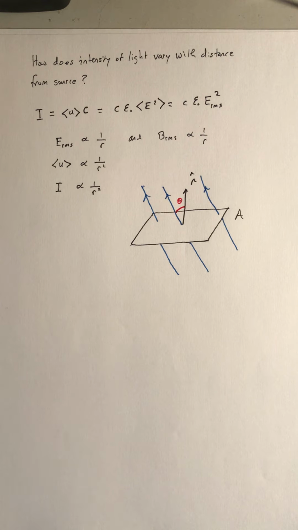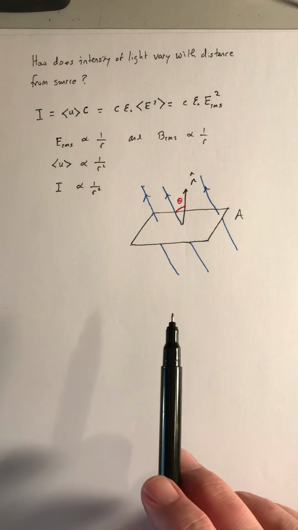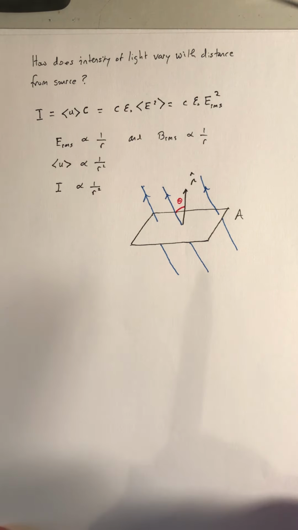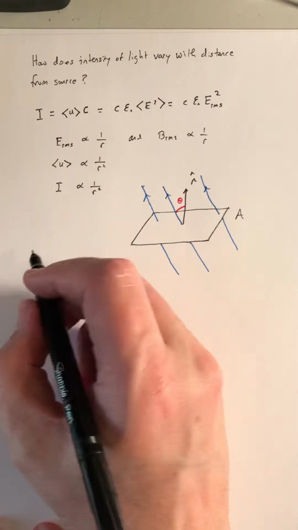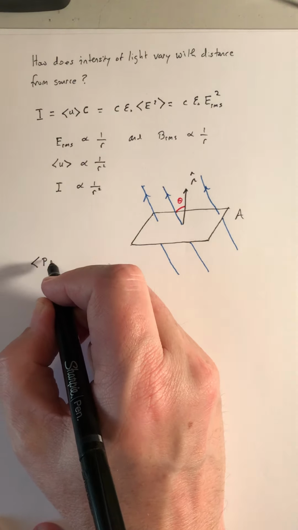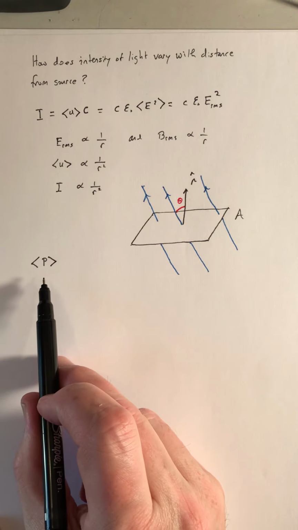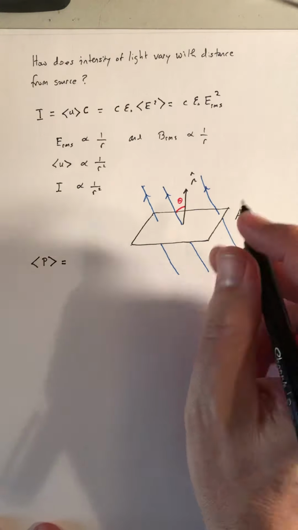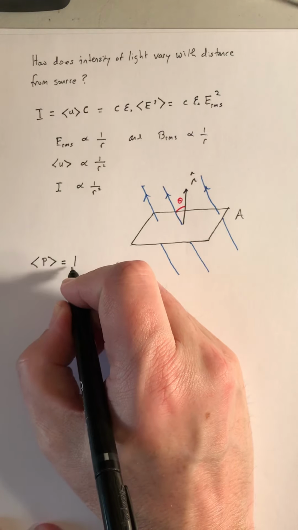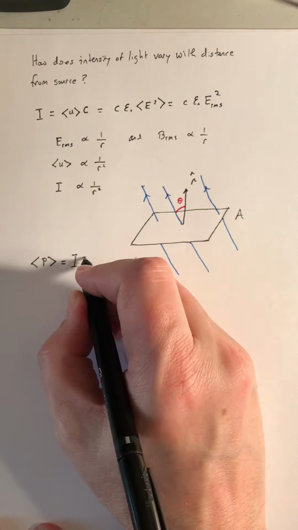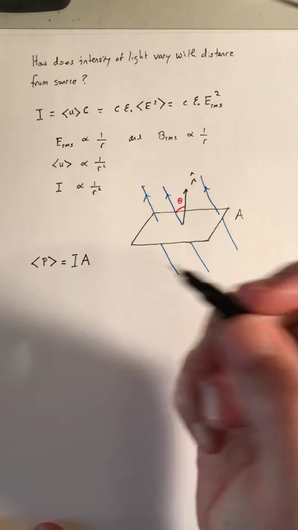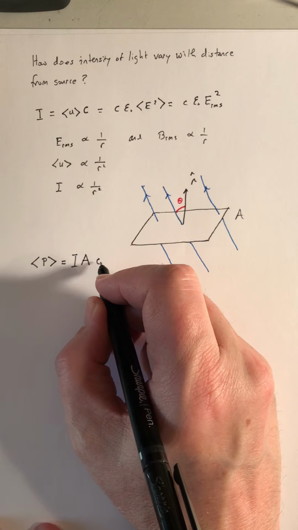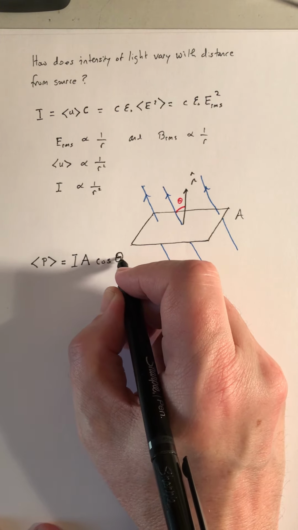So it's the same sort of argument. And obviously, if our surface A is oriented such that none of the light is going to hit the surface or pass through the surface, then there is no energy transferred from the light to that surface. So trying to capture that, the average power, so the rate at which energy is transferred to the surface from our light, is going to be the intensity times the area. The bigger the area, the more energy is transferred. And then we have the projection factor, cosine of theta.